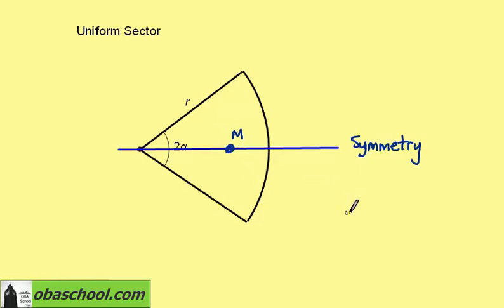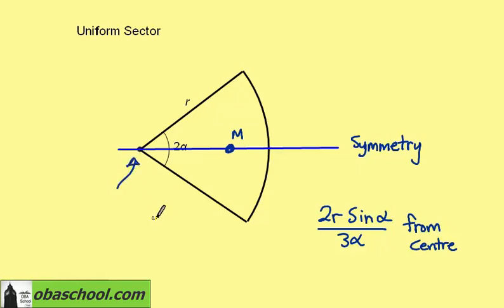The formula this time is that it is at 2r sine alpha divided by 3 alpha from the center. Here is the center. Once again, alpha must be in radians, and both of these last two results will be given to you if you're expected to use them.